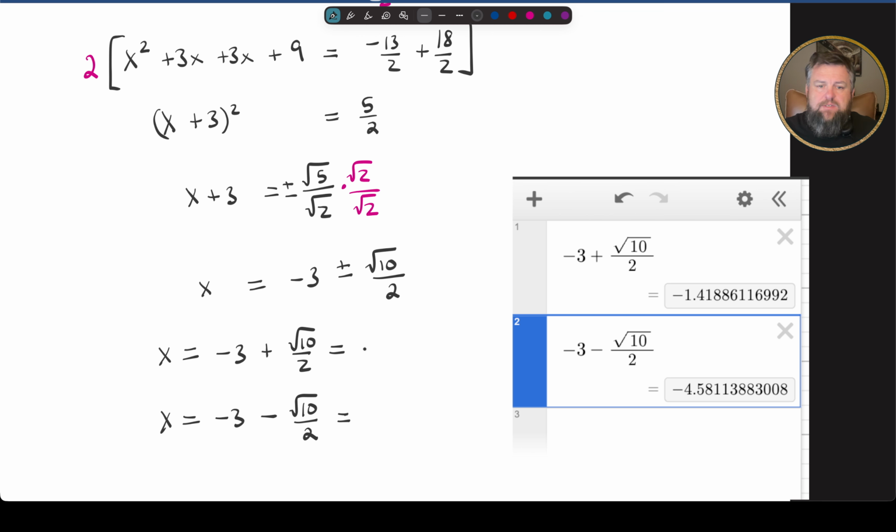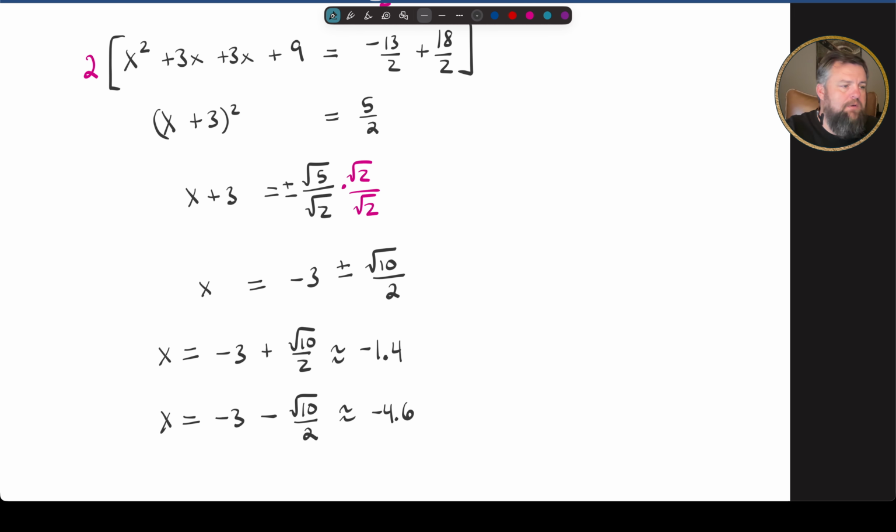The plus gives us -1 point. Let's just round it to the nearest, let's go to the nearest tenths on here. So -1.4. So we'll say approximately here instead of equals now. And then or x is approximately -4.6. So we are done with Desmos. Let's go ahead and build our number line now.